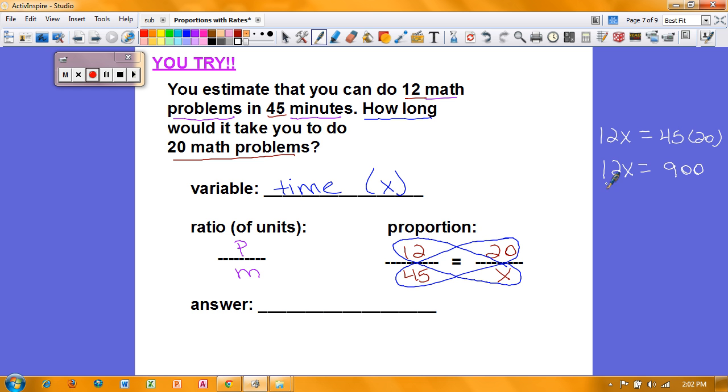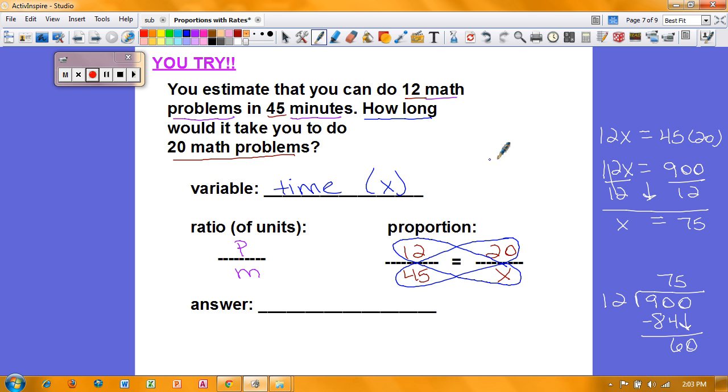Now I want to divide both sides by 12. So over here I'm left with x, and let's go ahead and do 900 divided by 12. 12 goes into 9 0 times, so 12 goes into 90 7 times. With the remainder of 6, I bring down 0. 12 goes into 60 5 times. So x equals 75. So that means it would take 75 minutes to complete 20 math problems.